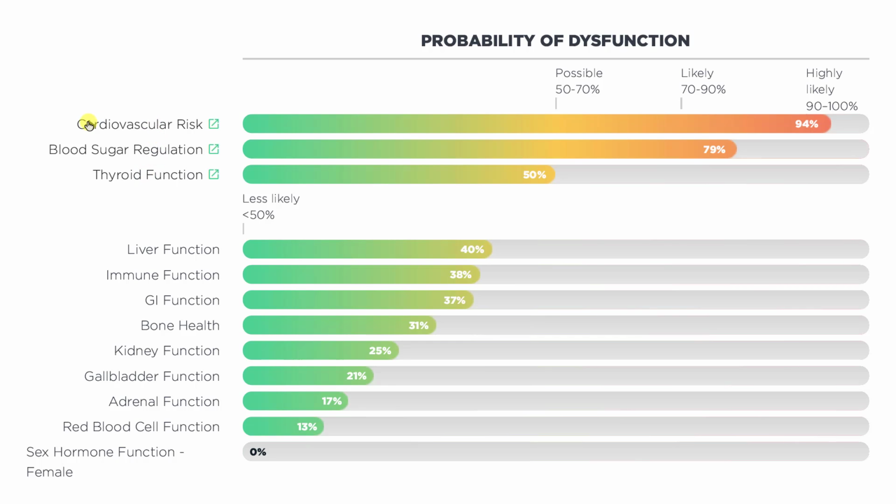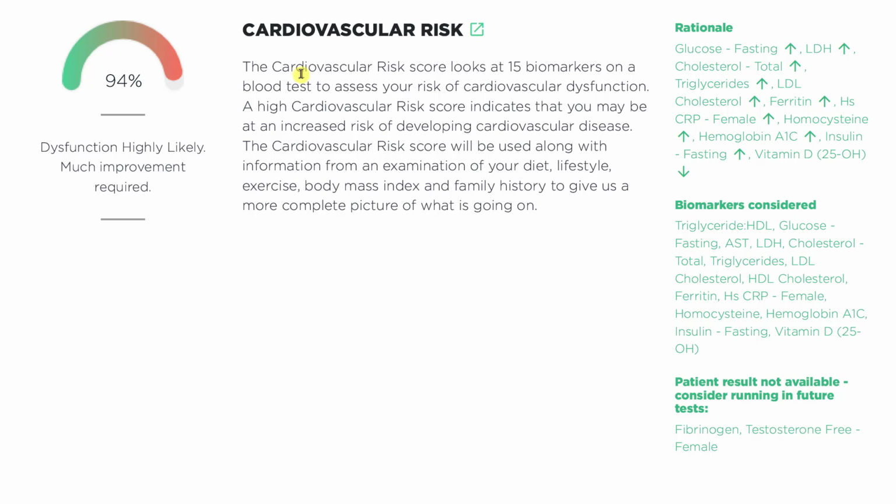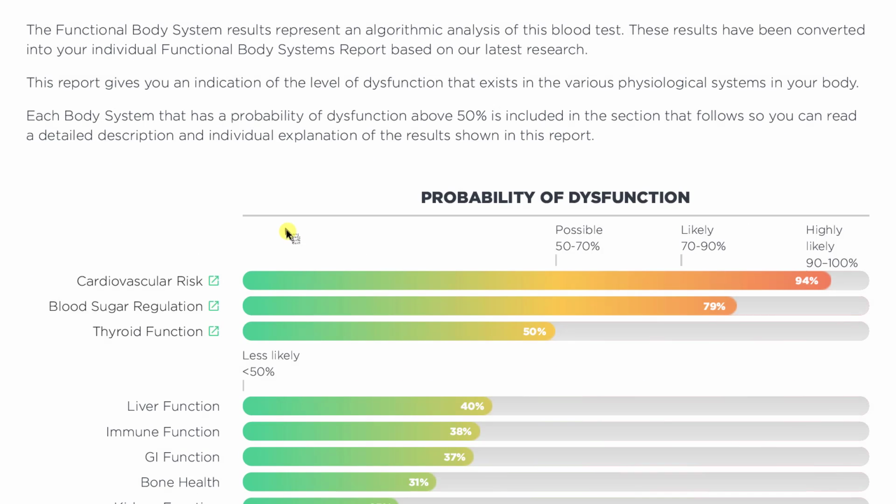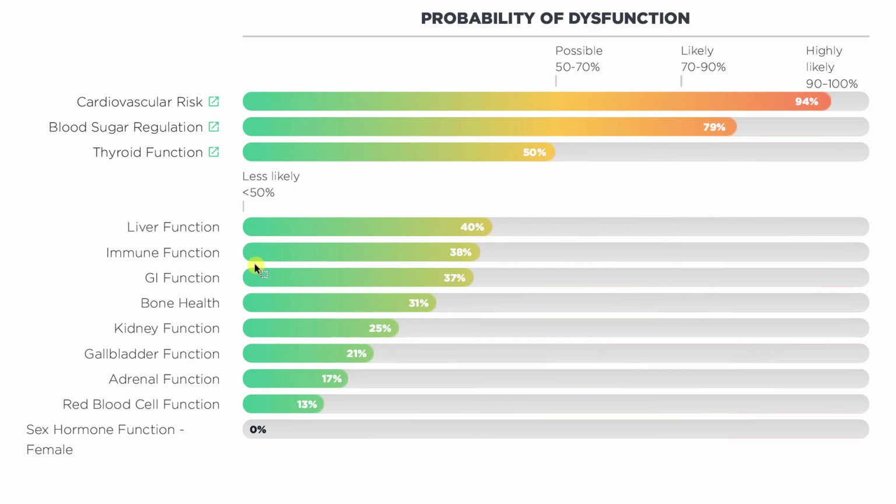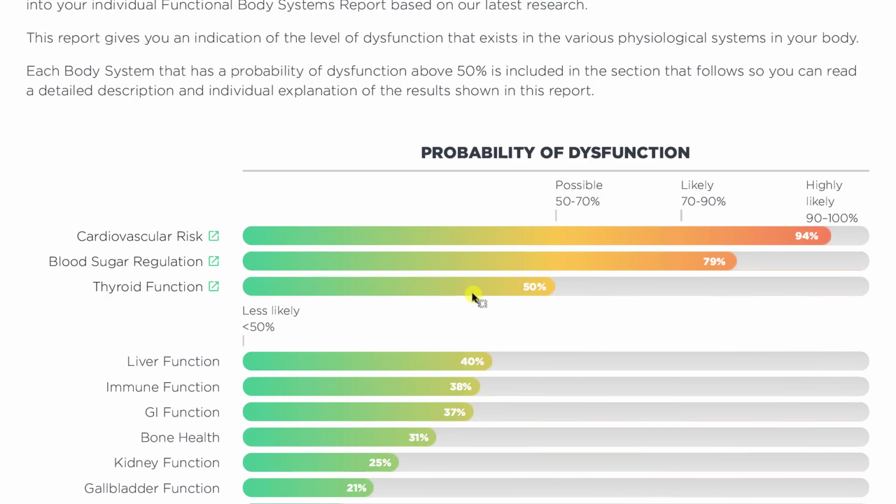Now, starting from the top, you can see here cardiovascular risk is at 94%. If you see a little green square like that, you can click on it. It'll take you to a section to learn more about this particular score, the rationale, in other words, what biomarkers were used to determine which systems were dysfunctional. If you click on it again, it just takes you back to the main screen here. Now, everything above 50% would be the area that we'd want to focus on. So definitely reducing cardiovascular risk, improving blood sugar regulation, and thyroid function is a priority.